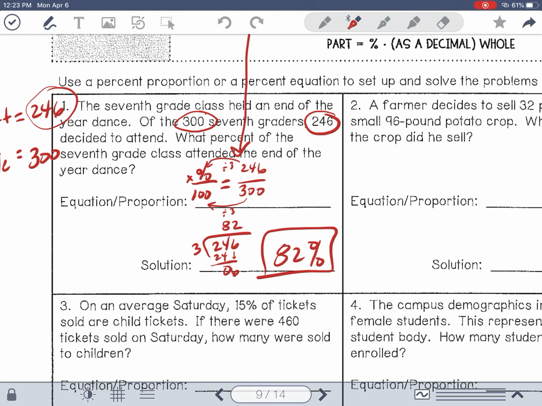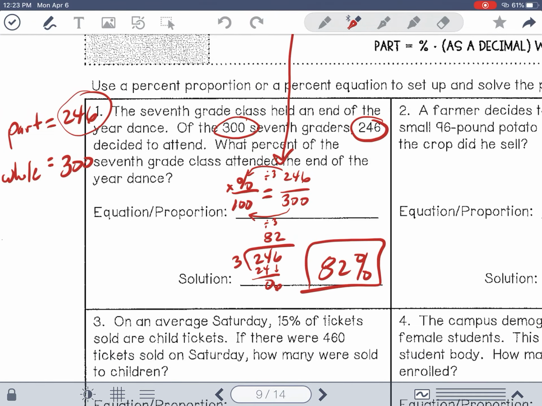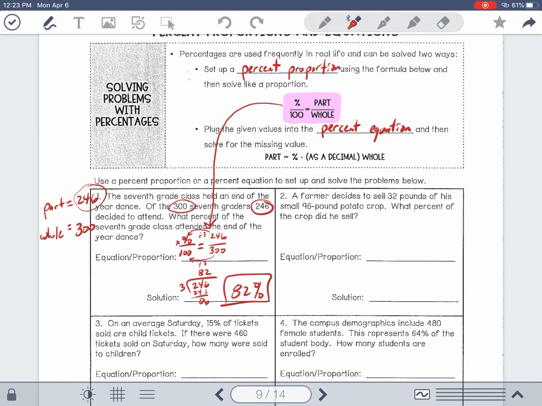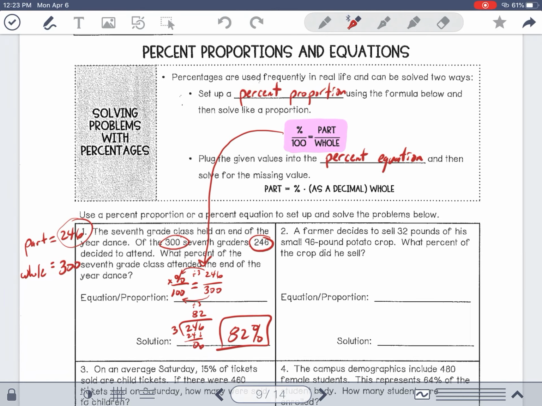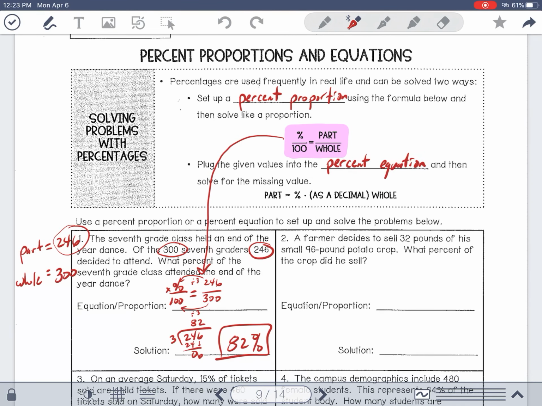Setting up the proportion is the most difficult part. Part over whole is what you have to remember. Part over whole. That's setting up and solving a percent problem.